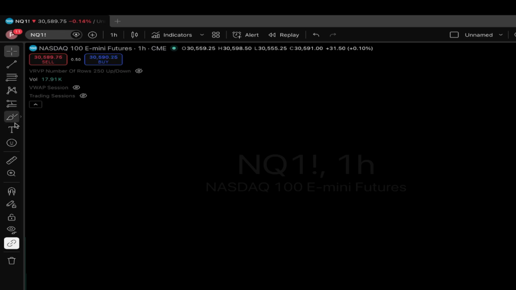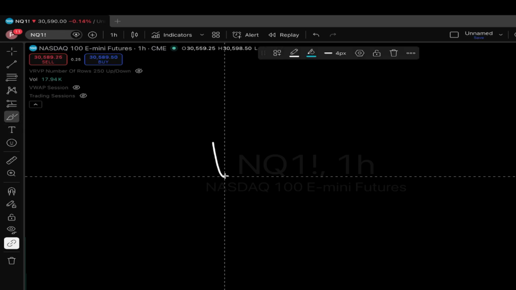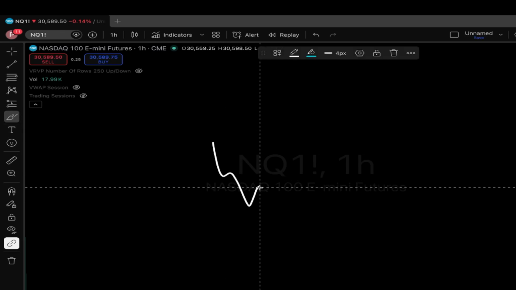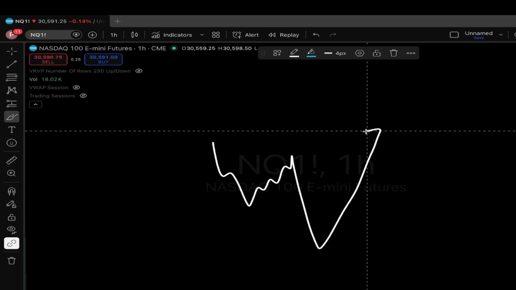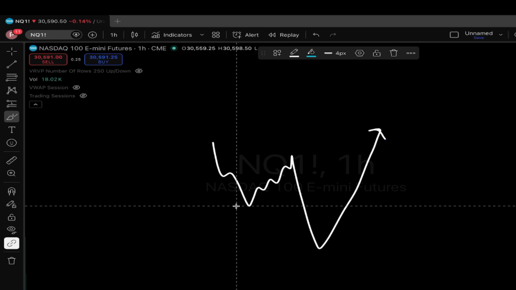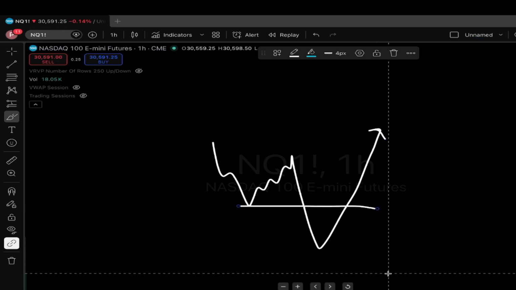So say price comes down, puts in this low here, comes back up like this, and then shoots down. This is going to be your sweep in liquidity. And obviously this goes into other concepts like breaker blocks, changes in state of delivery, breaker structures, things like that. That's all stuff I'll get into eventually, but you have to learn liquidity first.